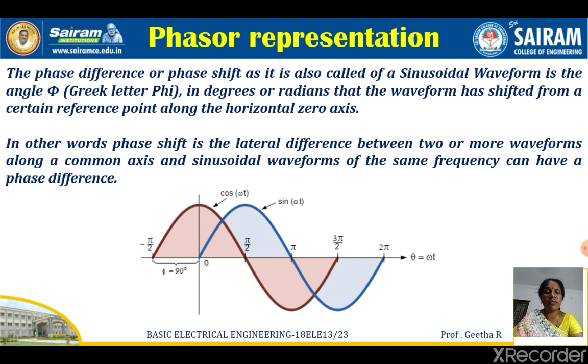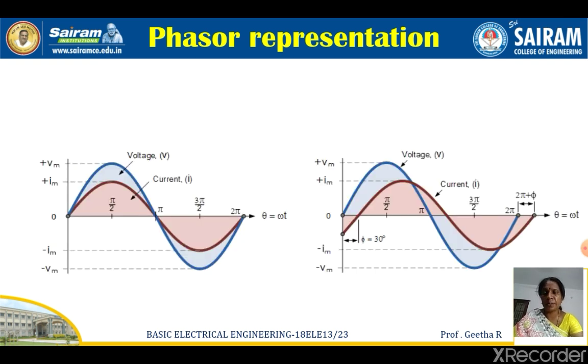Now, to calculate the phase angle of two different waveforms, the frequency of both waveforms should be the same. Only then are you able to calculate the phase difference of the two waveforms. In other words, phase shift is the lateral difference between two or more waveforms along a common axis, and sinusoidal waveforms of the same frequency can have a phase difference.